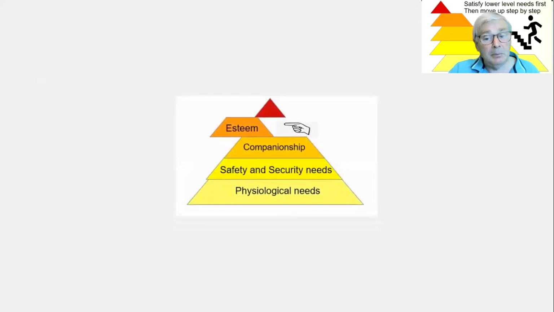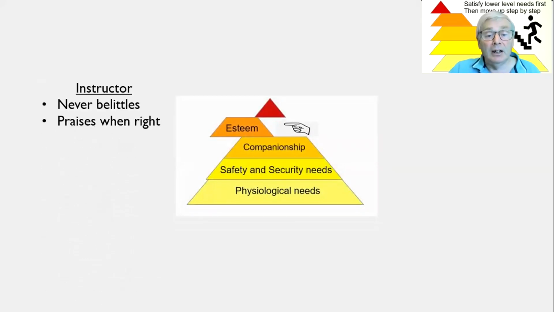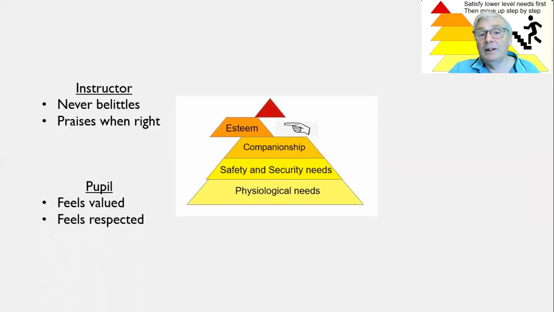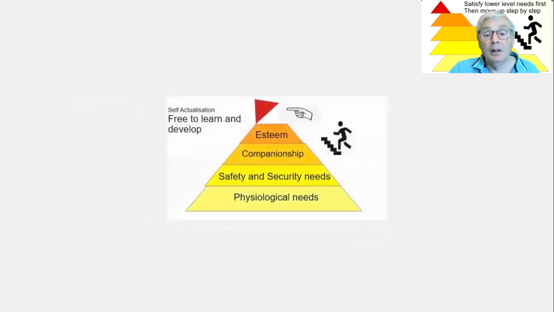Moving on to esteem now, the instructor should never belittle his pupil. She should never do that, and praise when praise is due. Make sure you do that. The pupil needs to feel valued and he needs to feel respected. Very often your pupil has moved out of an environment where he's comfortable and possibly even the boss to one where he's now a learner. And so he has to start all over again, and you need to cut him some slack in that respect.